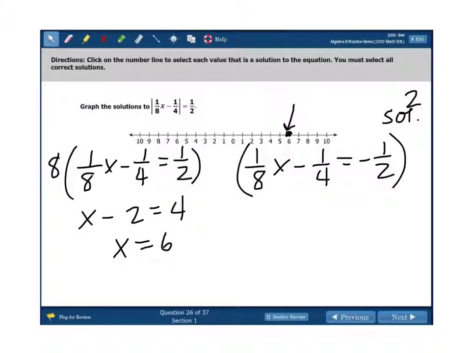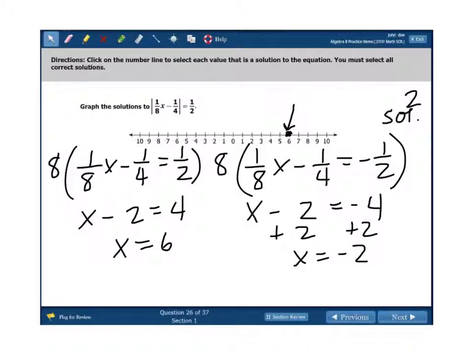A couple things to remember as I write this out. If you needed to, you might have to isolate that absolute value expression. So that's one thing to think about. Comes out to -2, which would be right there. Okay, double checking by plugging them in.